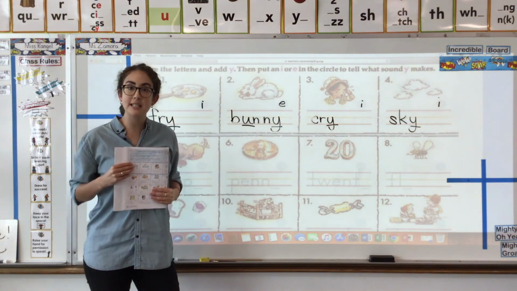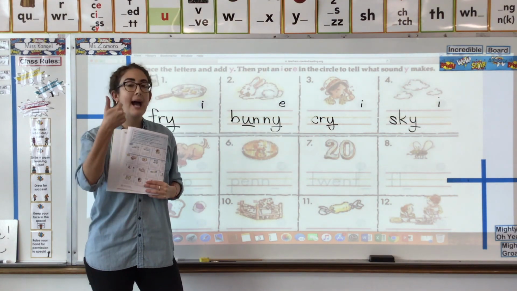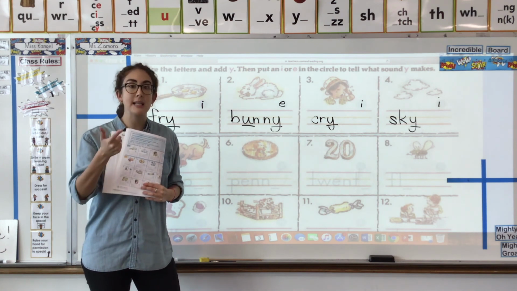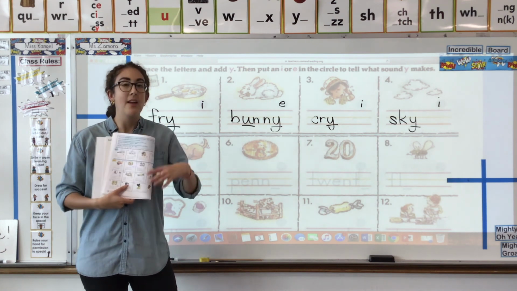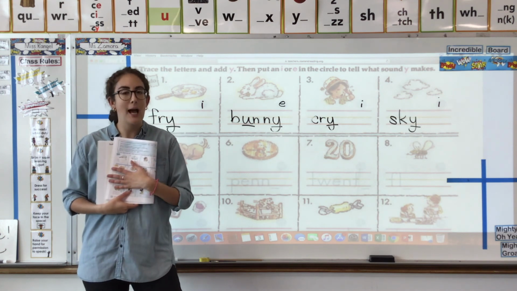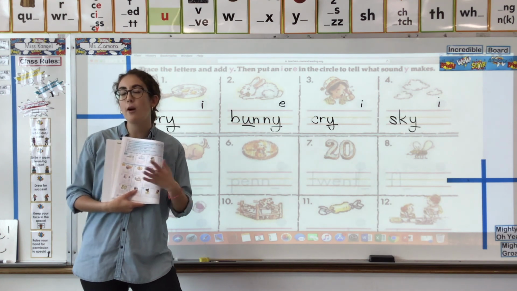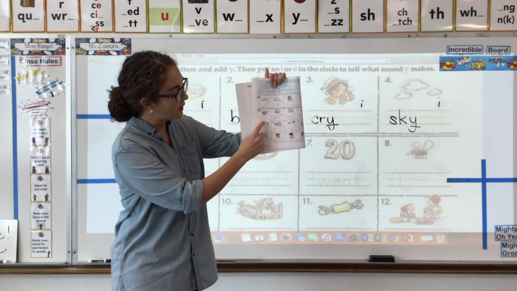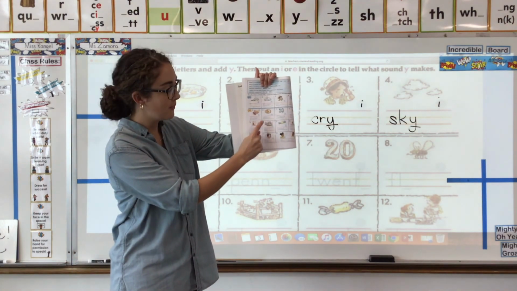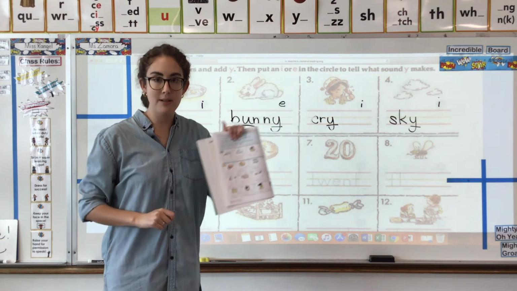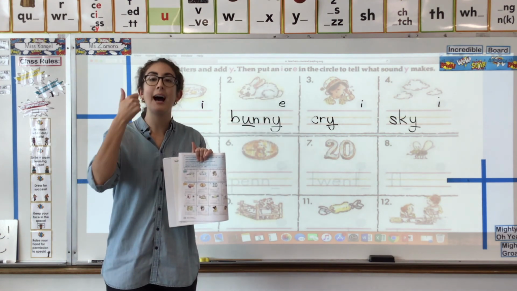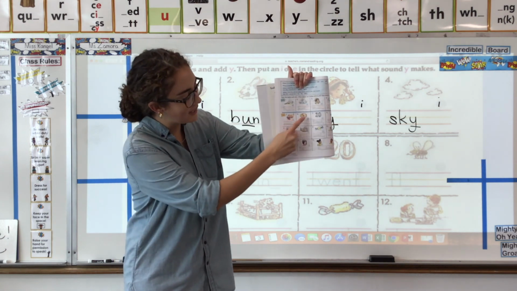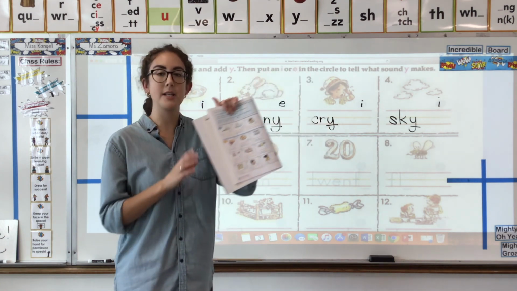You have to take a look at the clues. Is the Y in front or at the end? Is there another vowel in the word? Thinking about those questions is going to help you decide what sound the Y is making. So once you write a word, you're going to look at the clues and decide what sound it makes, E or I. And you'll write that in the little blue dot.